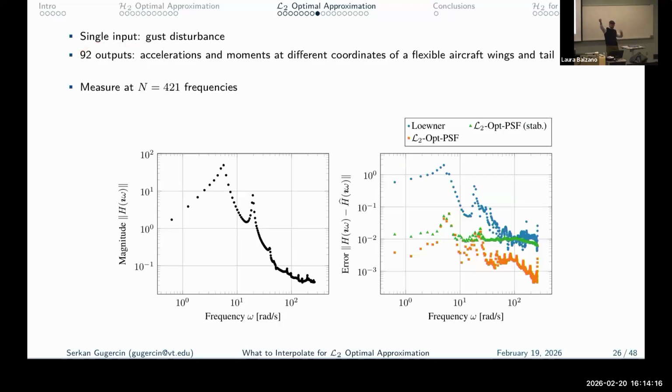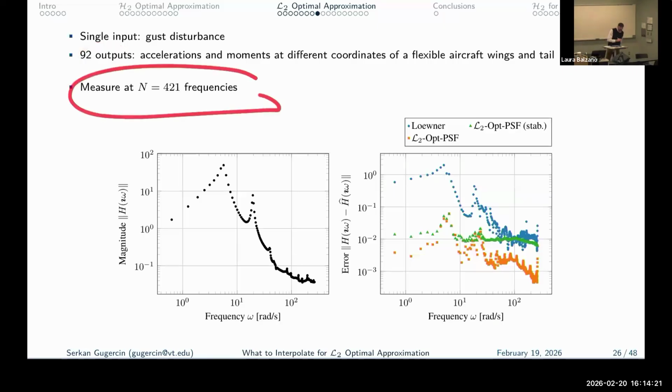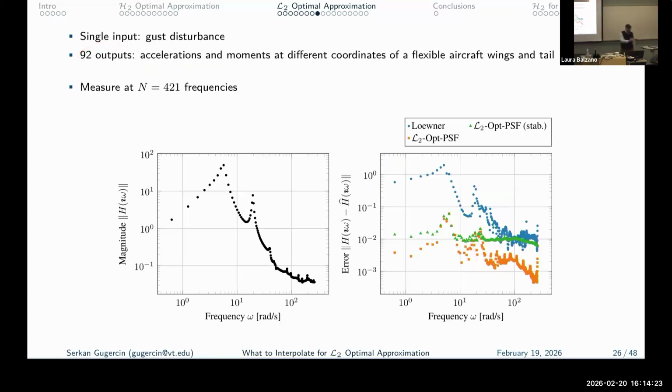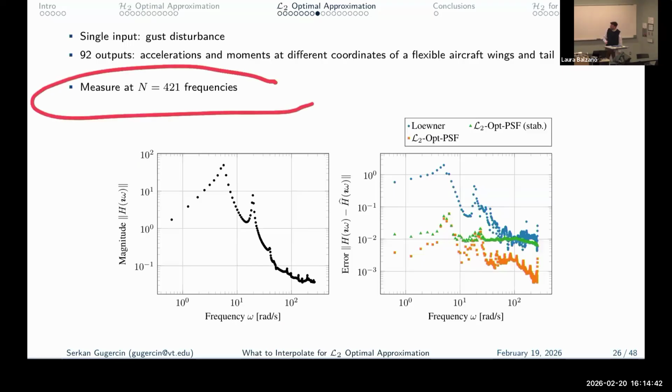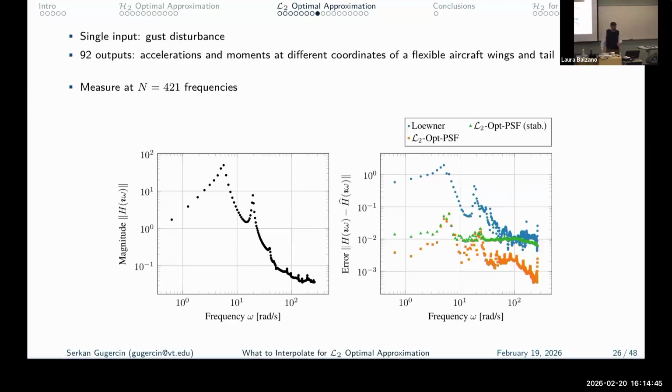I have a single input, 92 output transfer function, and we have 420 frequency samples. And here are the samples. Of course, this is a vector, so we are plotting the norm of the transfer function at every frequency. It's like a Bode plot, vectorized. So that's the data. You want to fit a rational function to this data. Indeed, you can think of it as 842 samples because you add the conjugates to this data as well. So we have an algorithm.